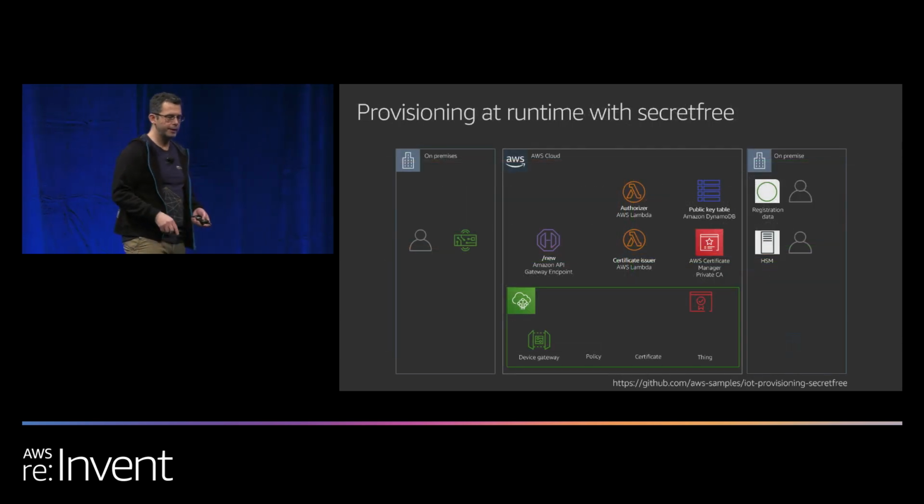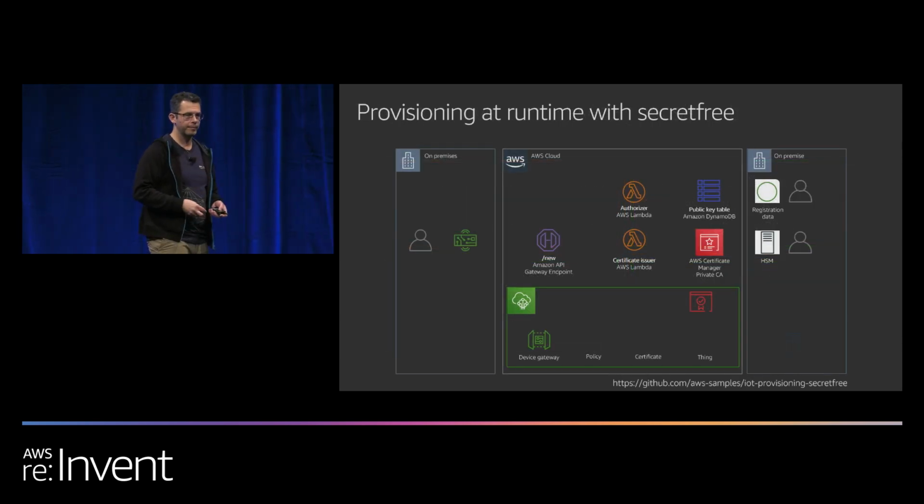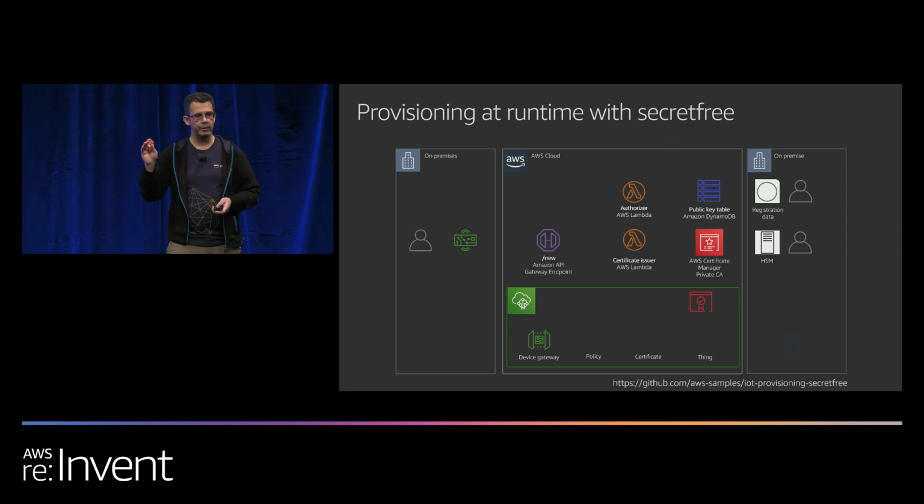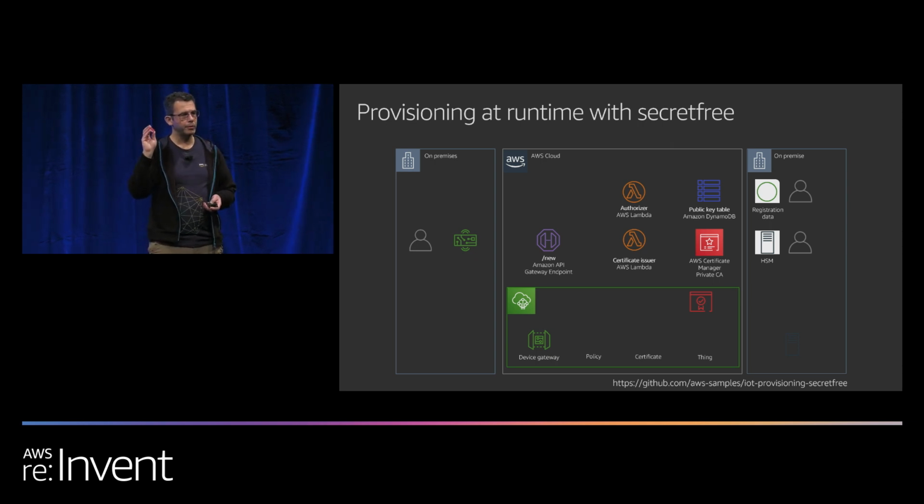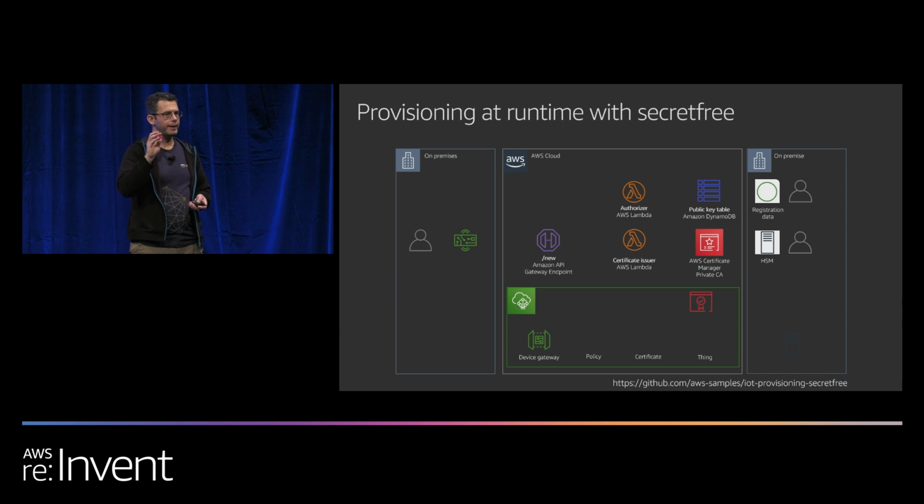So let's take a look in detail at what that lazy loading looks like. In order to do that lazy loading, I need to do whitelisting. Why? Because I need to authenticate the device before I provide it a certificate, okay?